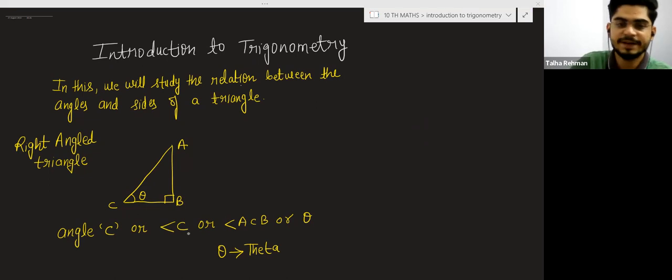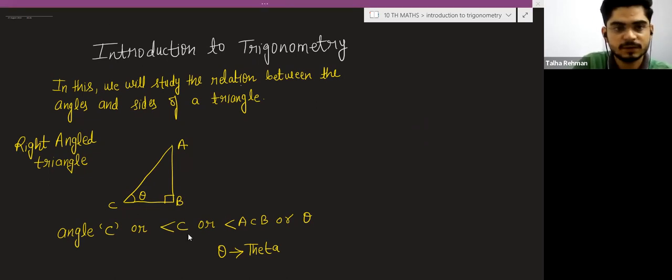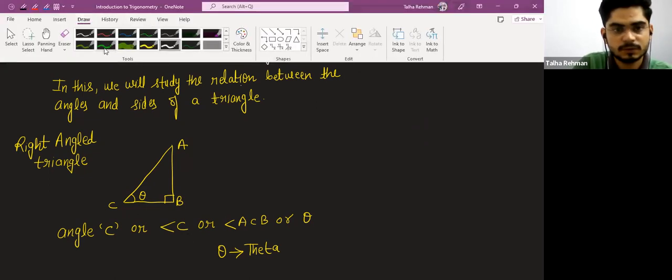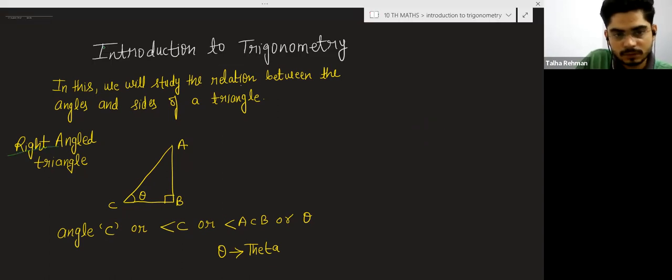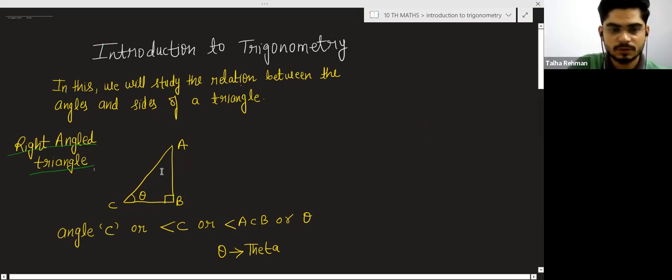You should know what a right angle triangle is. This is the right angle triangle. This is the angle C of the right angle triangle, or it can be written like this.